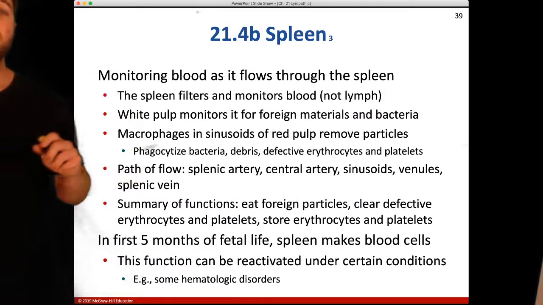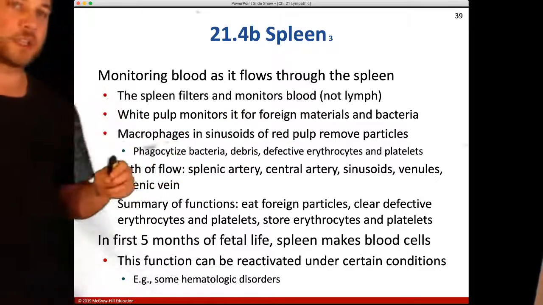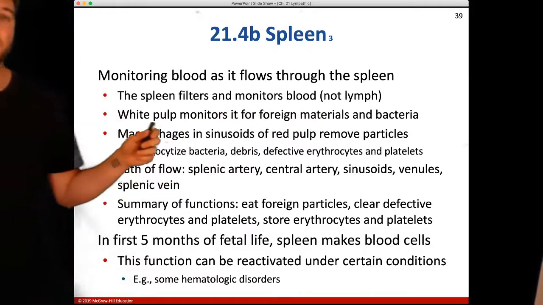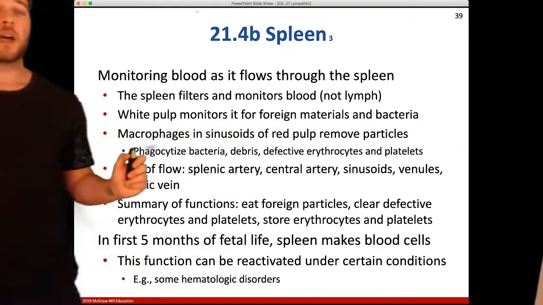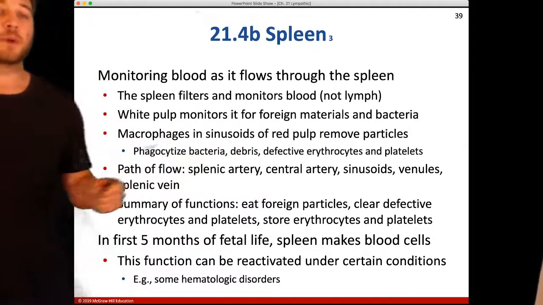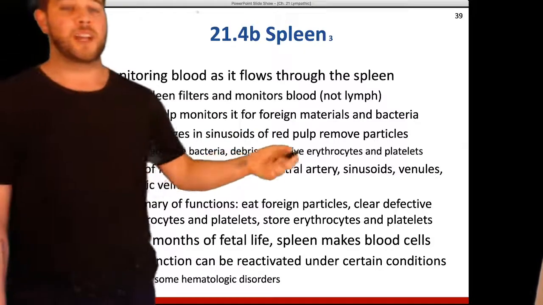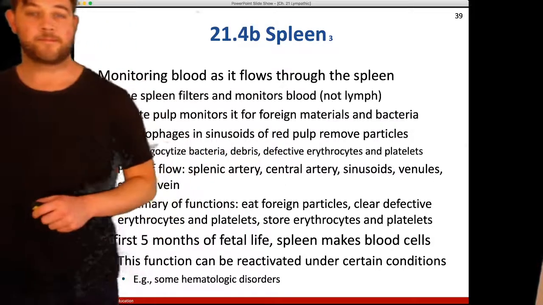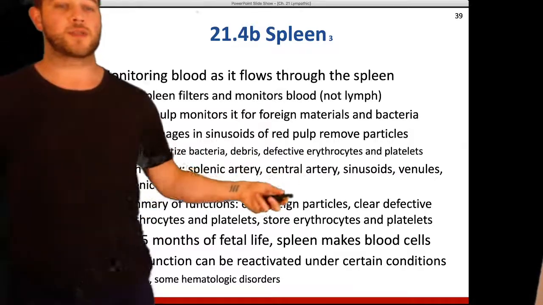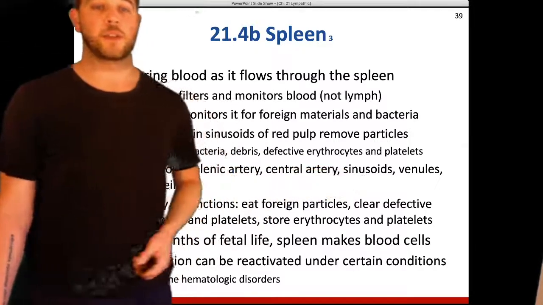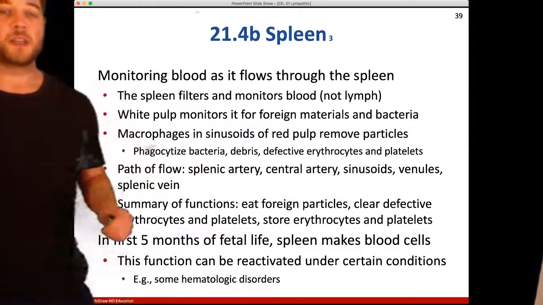Monitoring blood flow. So the spleen filters and monitors blood, not lymph. That's an important distinction with this. The white pulp monitors it for foreign materials and bacteria. So your macrophages and the sinusoids of the red pulp will remove particles, phagocytized bacteria, debris, and defective erythrocytes and platelets. It flows in through the splenic artery, passes into a central artery, it goes into the sinusoidal capillaries, returns through venules, and eventually the splenic vein.